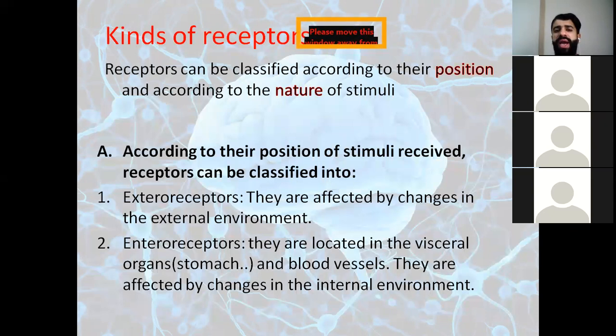We already know the kinds of stimuli: mechanical, thermal, electrical. Receptors are classified according to their nature and to their position. According to their position, they are either exteroreceptors or interoreceptors. Exteroreceptors are affected by changes in the external medium, while interoreceptors are located in the visceral organs like the stomach and many other organs, and they are affected by changes in the internal medium. That's why they are called interoreceptors.